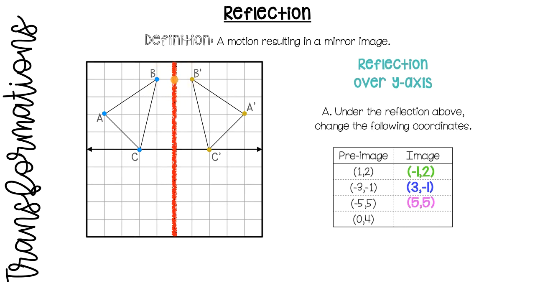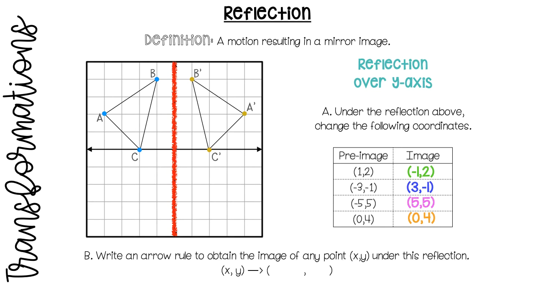Now if I look at (0, 4), that's on the y-axis. If I were to fold on that line, it would just land on itself. So I'm just at (0, 4). It didn't move to the left or to the right any, so it stays in the same place.